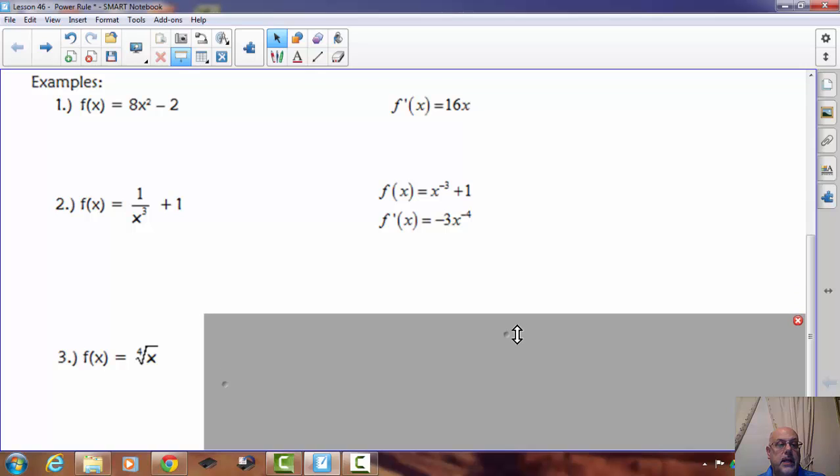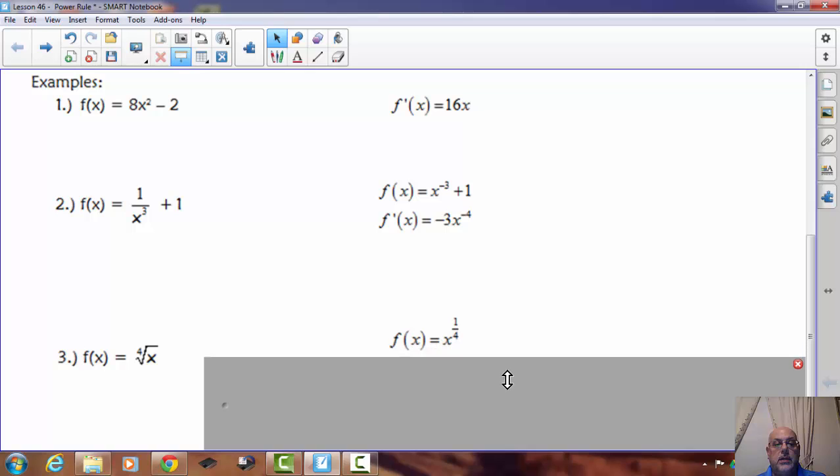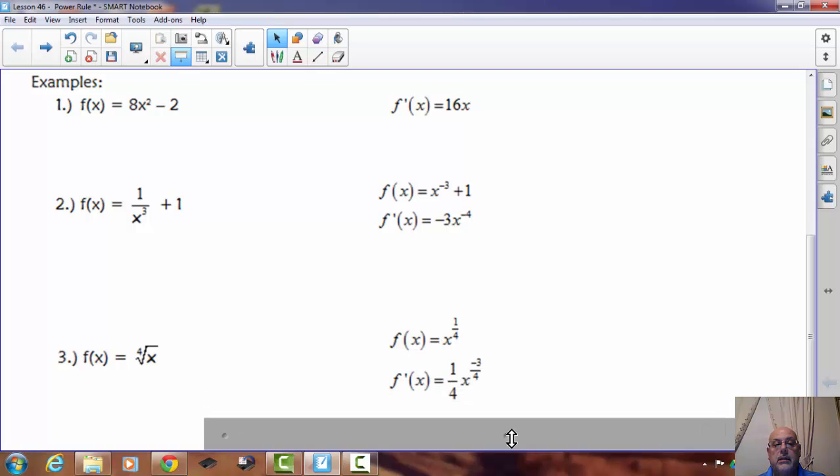Let's take a look at this last one. The f of x equals the 4th root of x. So you have to change that to f of x equals x to the 1/4. Then the power rule says exponent times coefficient. Coefficient is 1. So it's 1/4 x. Now you might want to go grab your calculator and pause the screencast, because you need to take 1/4 and subtract 1 from that. You can do that all in the calculator. F of x equals 1/4 x to the negative 3/4.